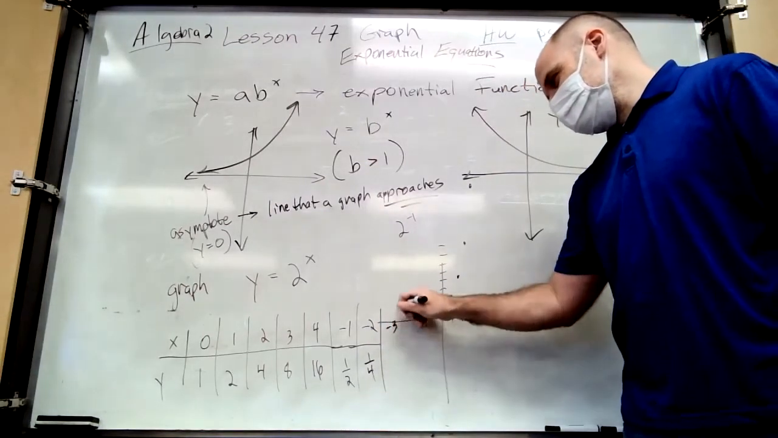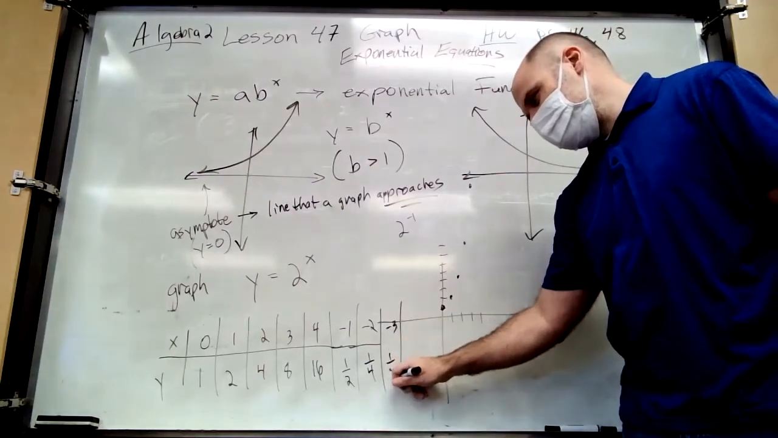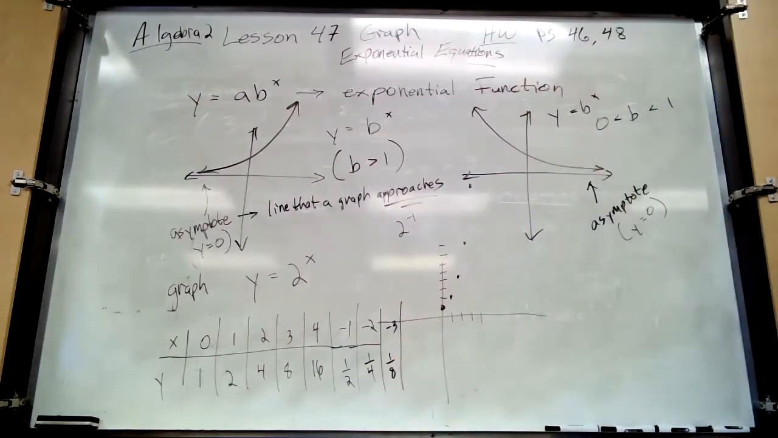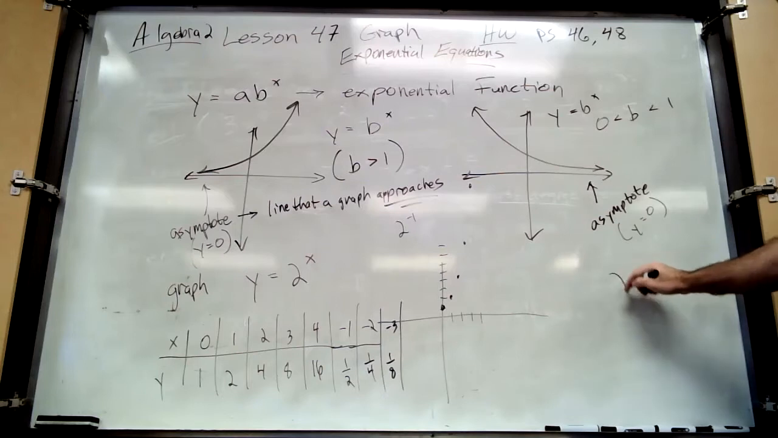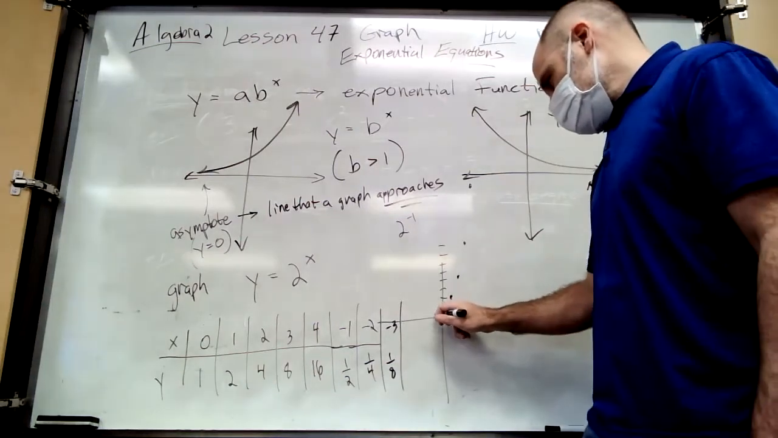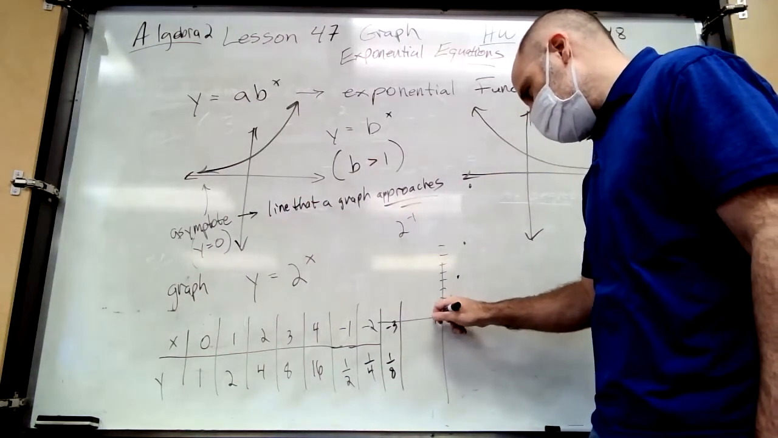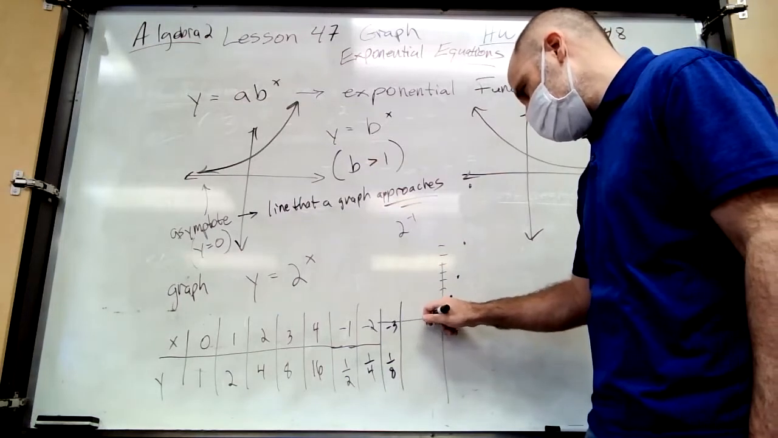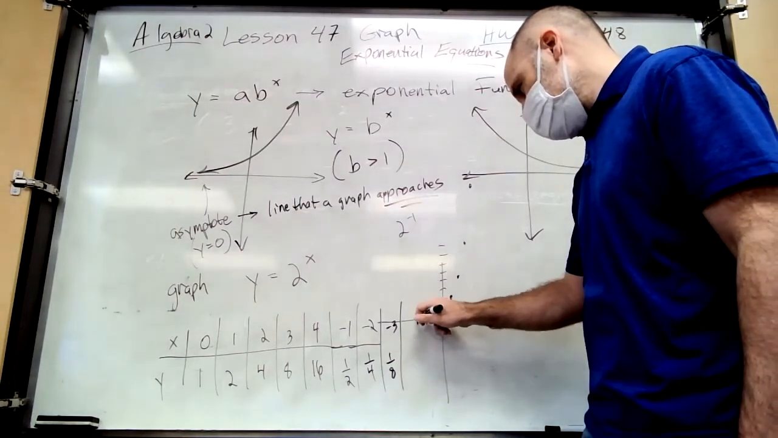And then -3 is what? 1/8, right? We'll write it out. 2 to the -3. What's 2 to the -3? You flip it, and it's 1 over 2 to the +3, right? And then 2 to the +3 is 8. So -1 goes to 1/2, -2 goes to 1/4, and -3 goes to 1/8.